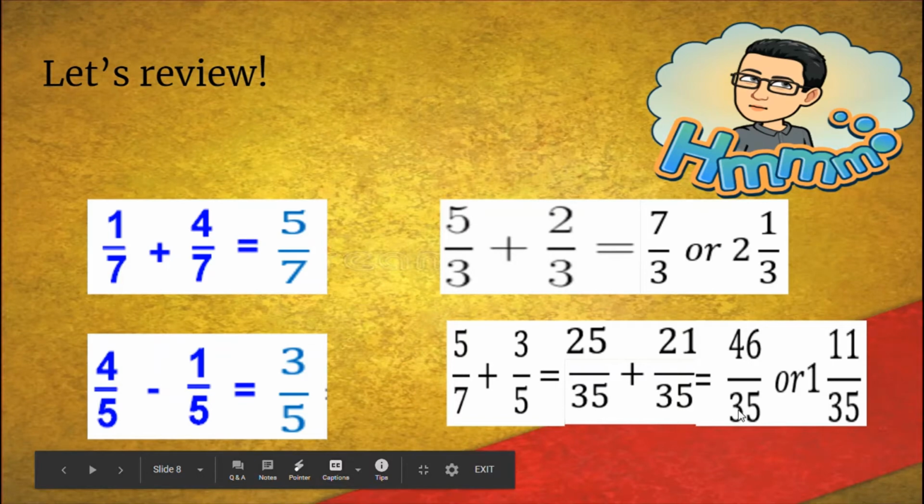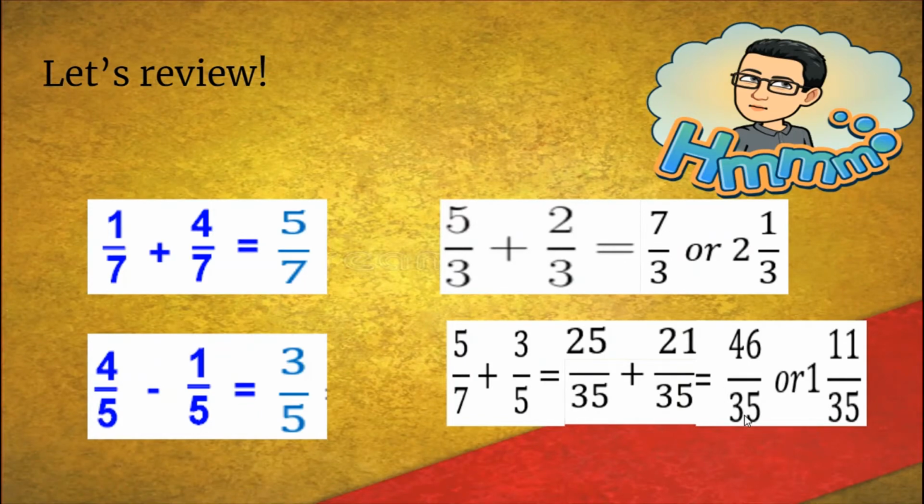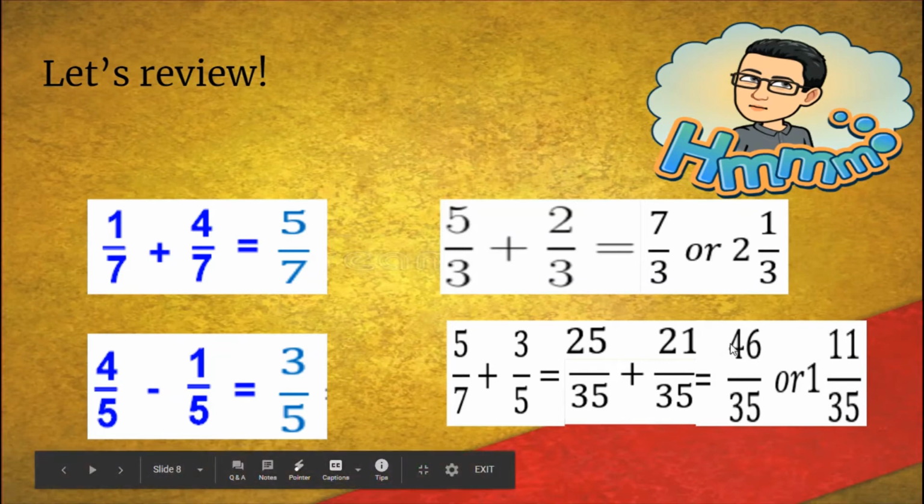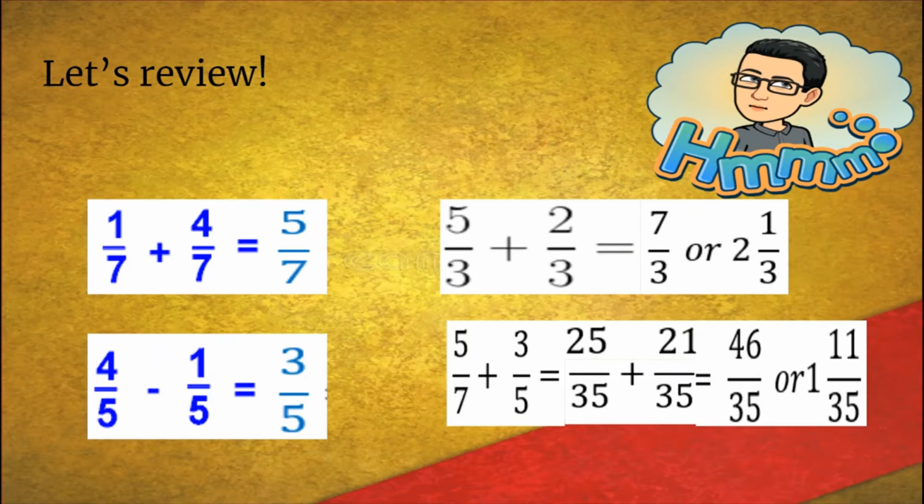46/35. Okay, so again, we need to simplify 46/35 because it is an improper fraction. We're going to change this into a mixed number by dividing 46 divided by 35. And for our final answer, we have here 1 and 11/35. Okay, so that is how we add and subtract fractions with similar denominators.